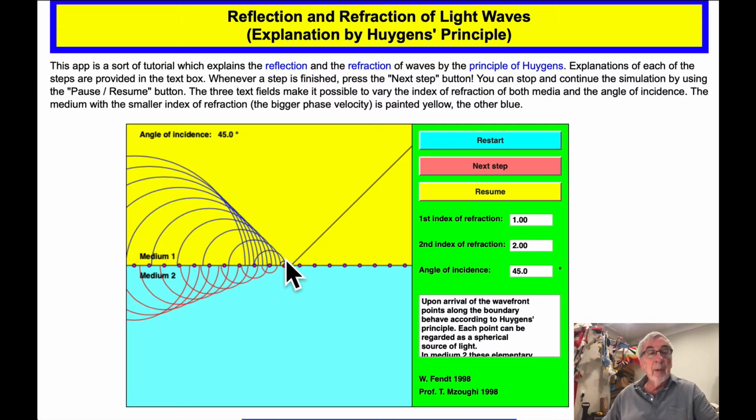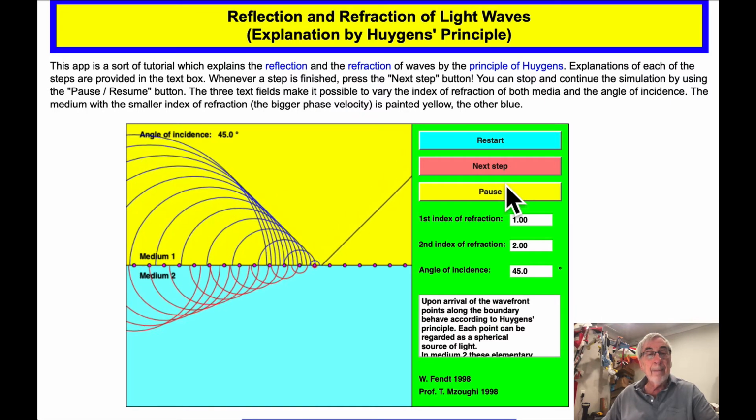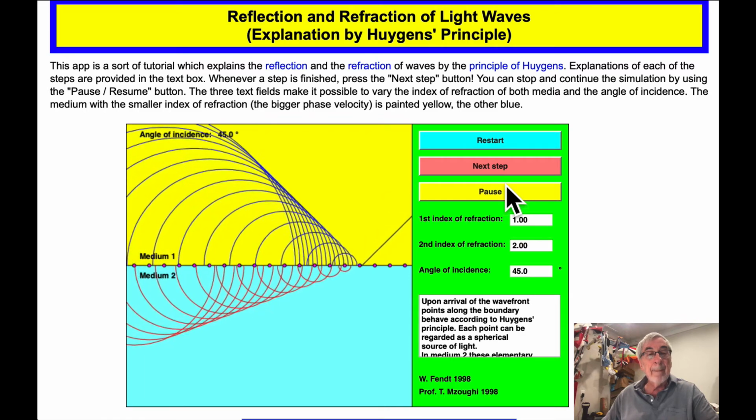Here's the wavefront coming along here, and here's the wavefront going along there. These small radius wavelets, these larger radius wavelets, start to give rise to a wavefront that goes this way and a wavefront that goes that way there. Let me let that continue.